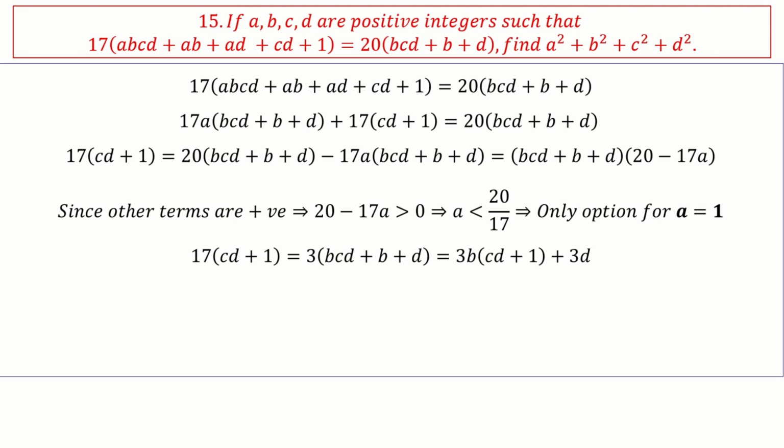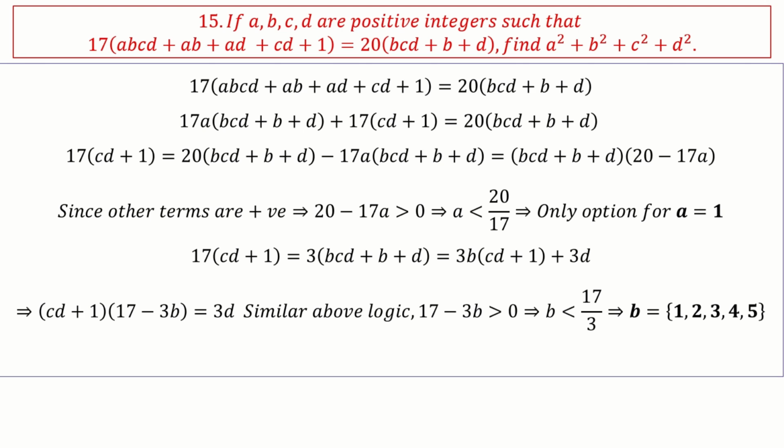Now I am left with 17 times (CD plus 1) equals 3 times (BCD plus B plus D). Again look for CD plus 1. If I take B common, I get 3B times (CD plus 1) plus 3D. In a similar way as above, I simplify it: (CD plus 1) into (17 minus 3B) equals 3D. Now CD is positive and 3D is positive, so obviously 17 minus 3B should be positive. That means B should be less than 17 by 3.